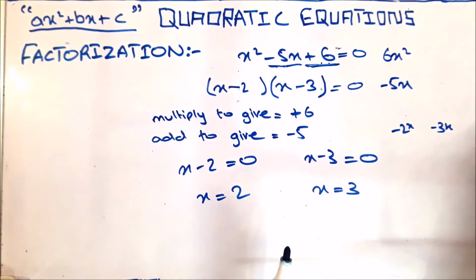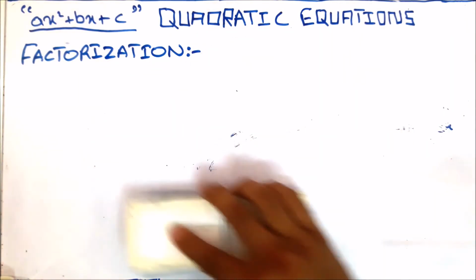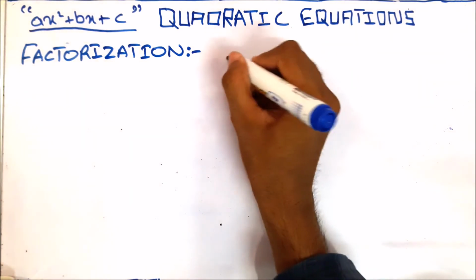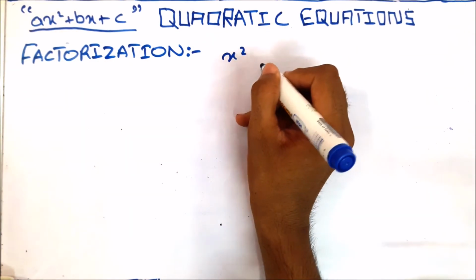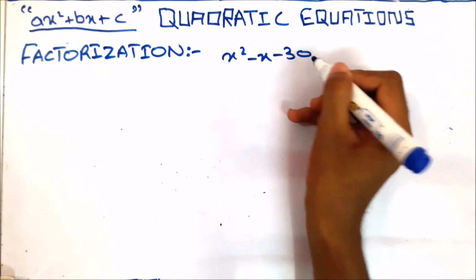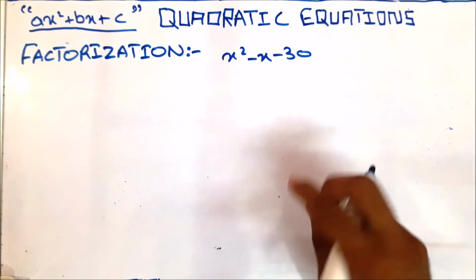I'll do another example to teach you a bit better, have some different answers. Okay, let's take x squared minus x and minus 30. Okay, so how do I factor these out?